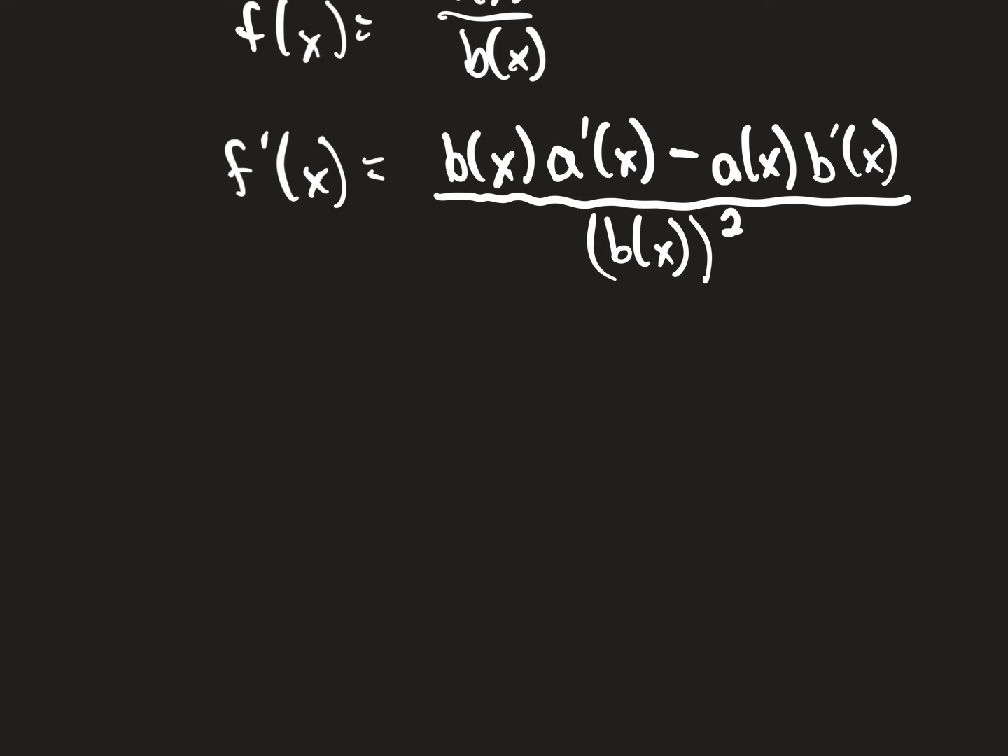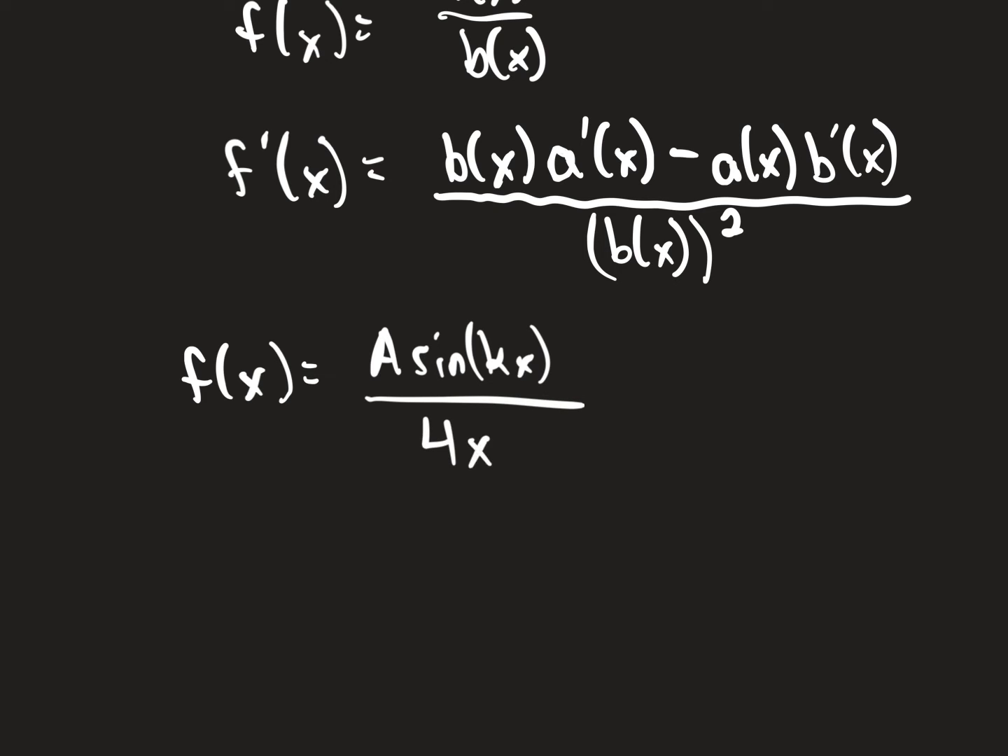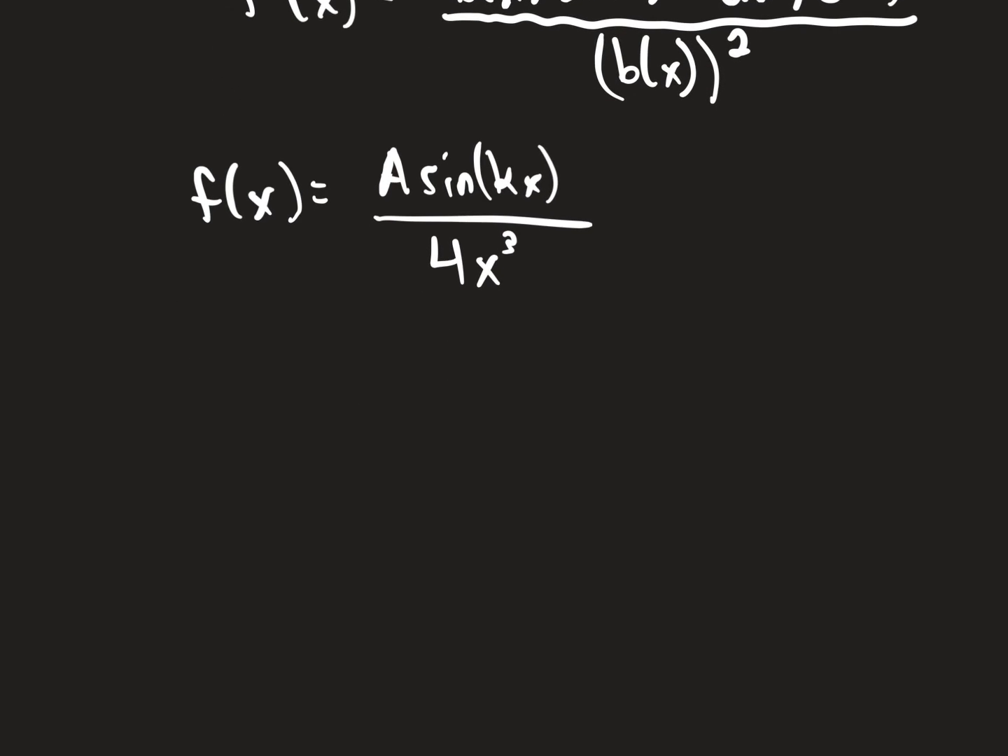Okay, let's look at a function, f of x equals a sine kx divided by 4x cubed. Who wants to know the trick to never have to use the quotient rule? Who wants to see the algebra? Let's do that algebra. Yay! 2 people raised their hands, YouTube. This is exciting.